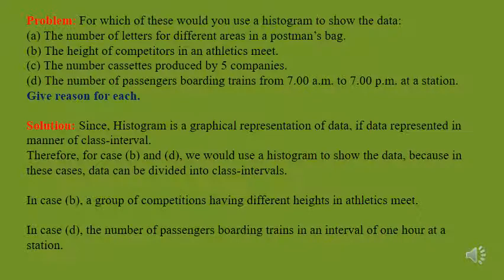Students, here is an example, or we can say there are some questions. Here we have to identify which cases we will use a histogram to show information. The first one is A, the number of letters for different areas in a postman's bag. B is the height of competitors in an athletics meet. C is the number of cassettes produced by 5 companies, and the last one, D, is the number of passengers boarding a train from 7 a.m. to 7 p.m.